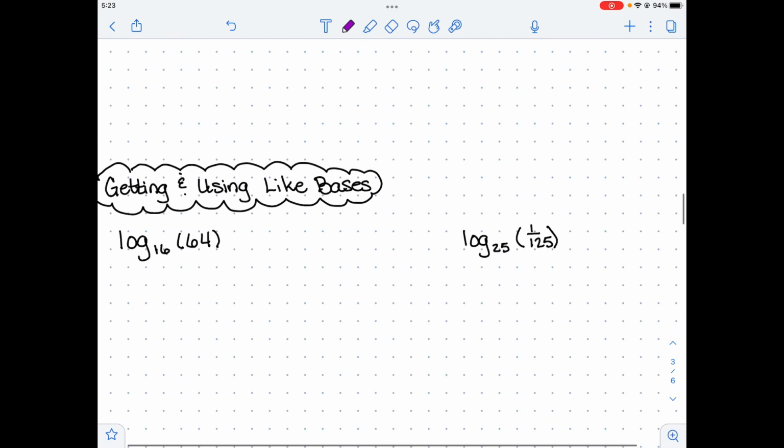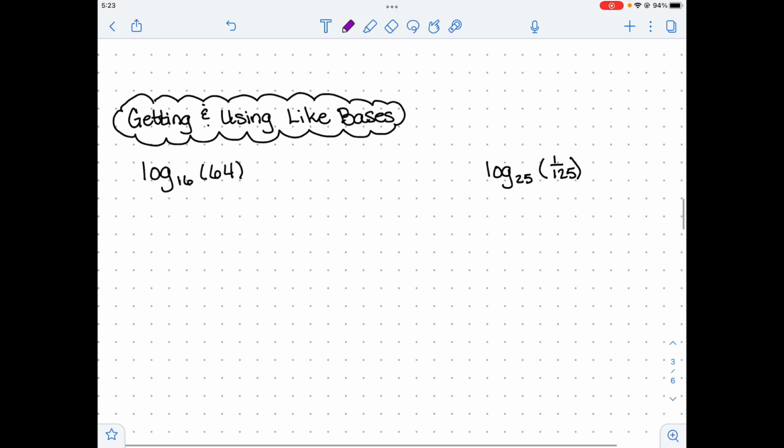All right, the next little section we're going to talk about is getting and using like bases. And again, we've done some of these things, so hopefully it's a refresher and then just practicing and you remember. So we have here log base 16 of 64, and we want to evaluate it. What is it worth? When we're trying to find what something's raised to, that's telling us the evaluation of this expression. So if we think about this, 16 raised to what?